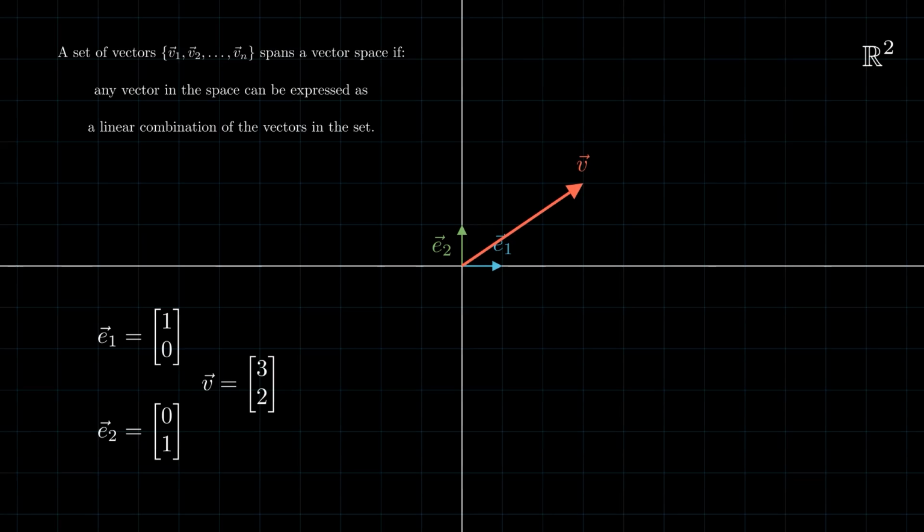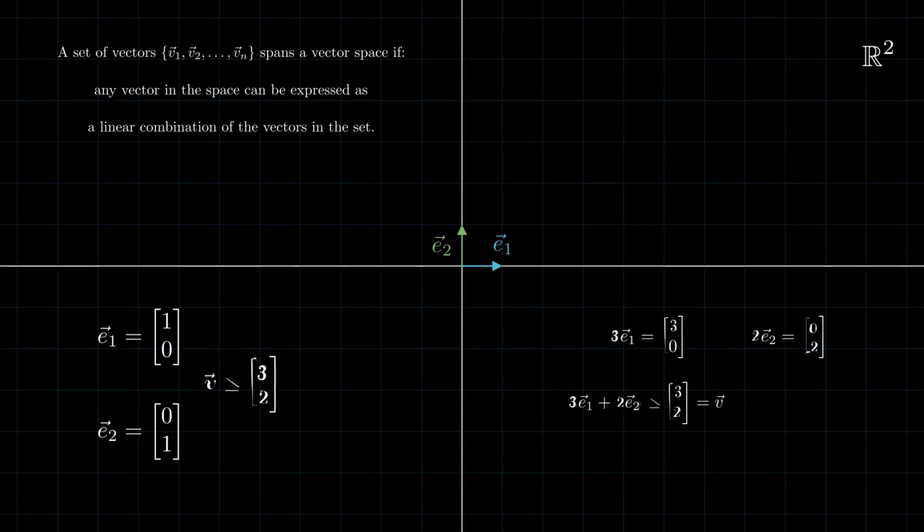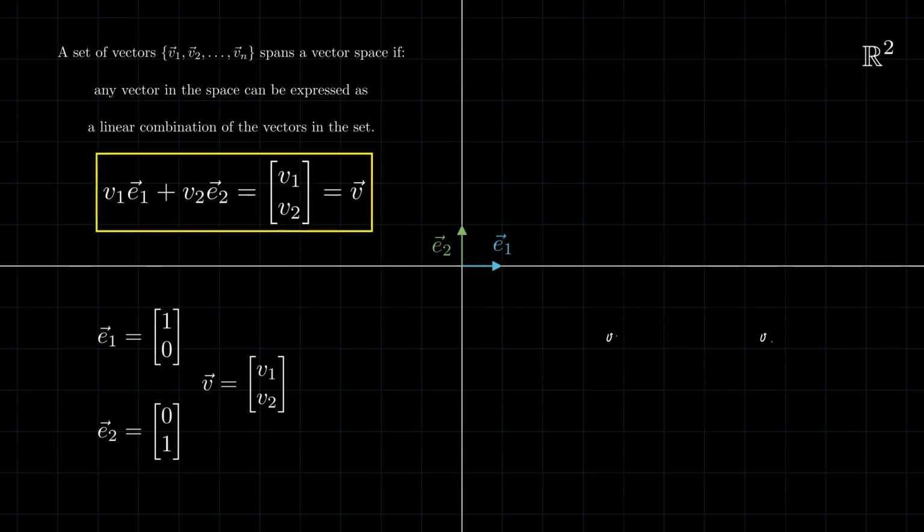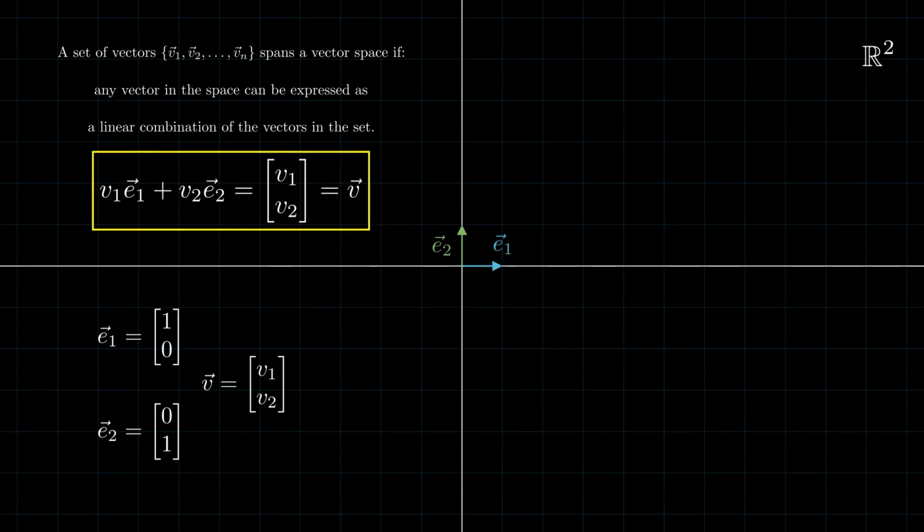Well, in order to get right 3, you multiply E1 by 3, and to get up 2, you multiply E2 by 2. So, in order to construct V, you would simply add 3E1 and 2E2 to end up with 3, 2, or V. So, in order to get to V1, V2, you just multiply E1 by V1 and E2 by V2 and add them together. So, any vector can be expressed as a linear combination of E1 and E2. Therefore, since E1 and E2 are linearly independent and they span the space, they form a basis for that space.